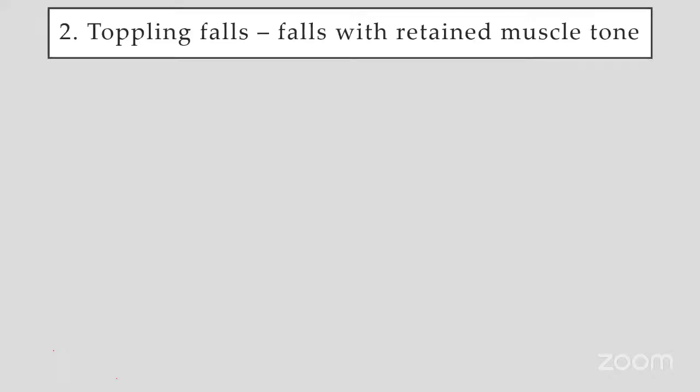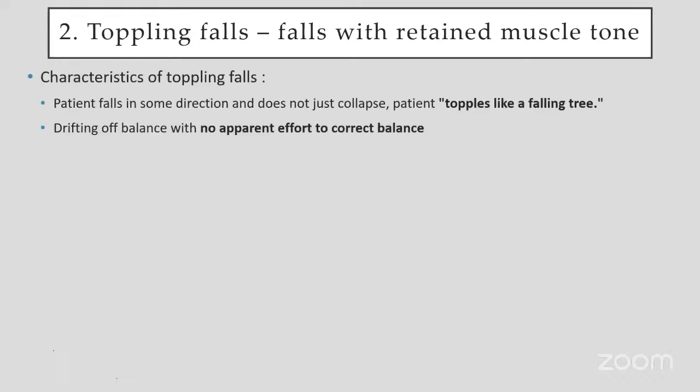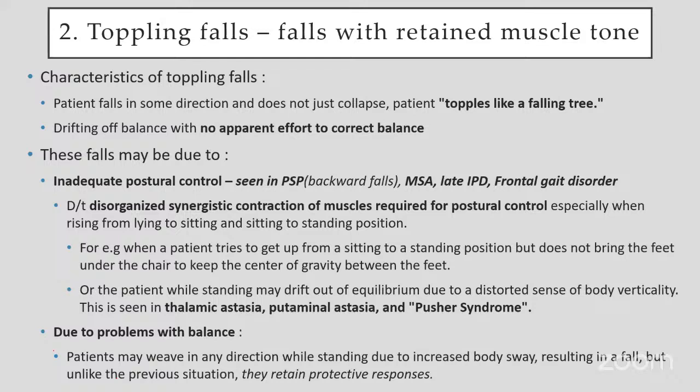So moving on to toppling falls. These are falls with retained muscle tone. The characteristics of toppling falls are that the patient falls in some direction and does not just collapse. The patient topples like a falling tree. The patient drifts off balance with no apparent effort to correct balance. These falls may be due to inadequate postural control, seen in PSP, that is backward falls, and can be seen in MSA, in late stages of IPD, and in frontal gait disorder.